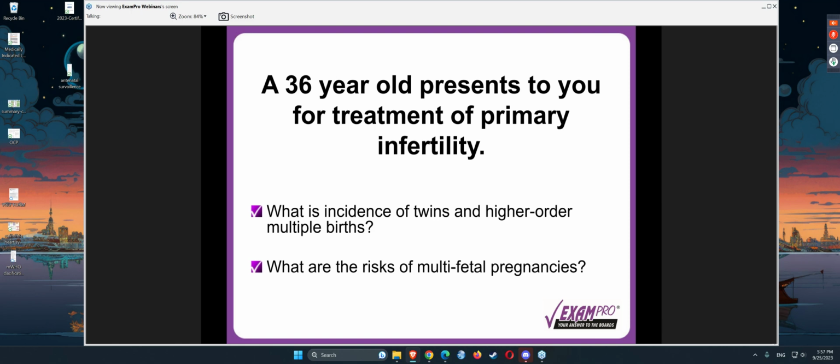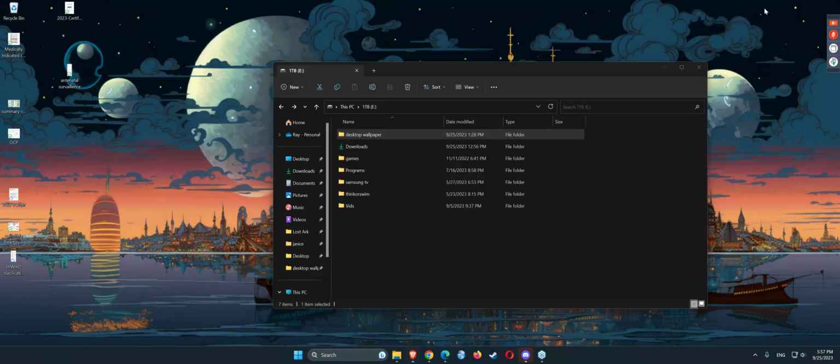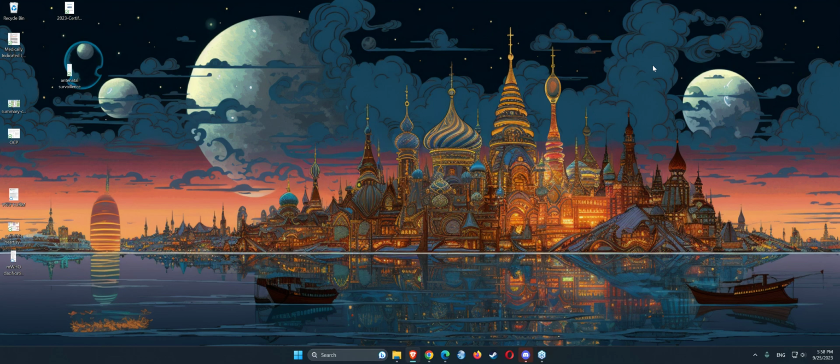And the risks associated with multifetal pregnancies are associated both with maternal and fetal risks. For maternal, there's an increased risk for developing issues with high blood pressure, diabetes, going into preterm labor and resulting in preterm delivery. There is a risk to the fetuses of spontaneous abortion, stillbirth. There's a risk of being born prematurely and having growth abnormalities as well.